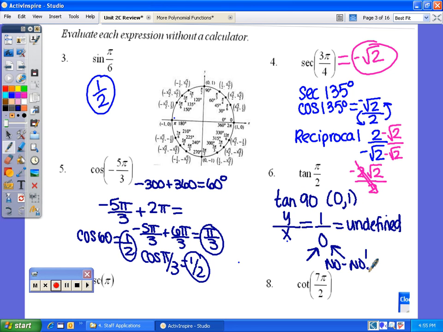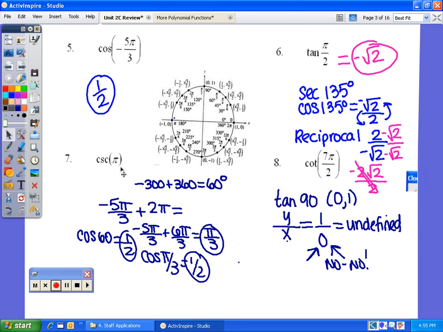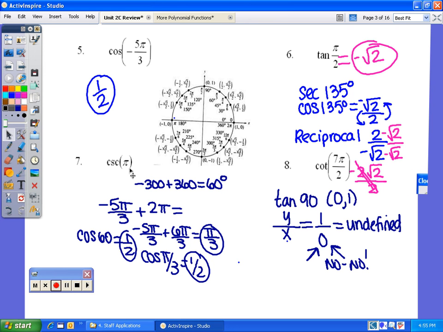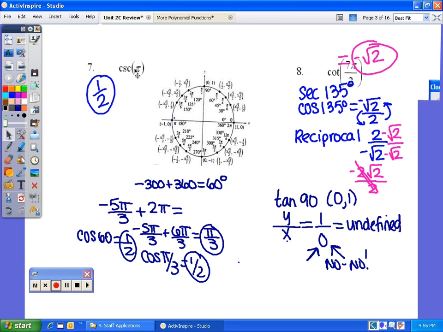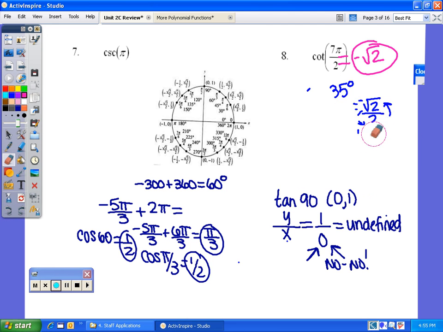Alright, so we've got 7 and 8 to look at now. So I'm just going to move these up. I hope you guys have the answer for 7 and 8, because I'm going to erase those. And if you're still writing in the answers for 9 and 10, I'm going to keep that there for you.